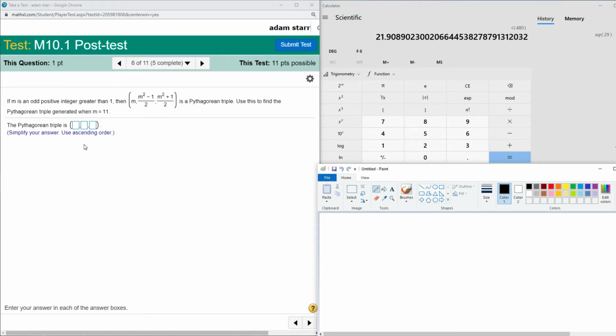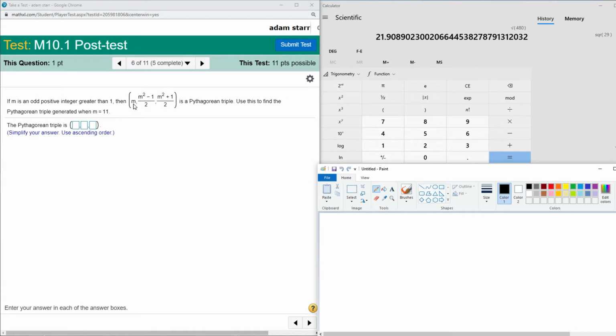Okay, if m is an odd positive integer greater than 1, then (m squared minus 1)/2, m, (m squared plus 1)/2 is a Pythagorean triple. Use this to find the Pythagorean triple generated when m equals 11. So this is very wordy, but all it's saying is if m is 11, what are the three numbers going to be? So we just have to substitute 11 into these three things.